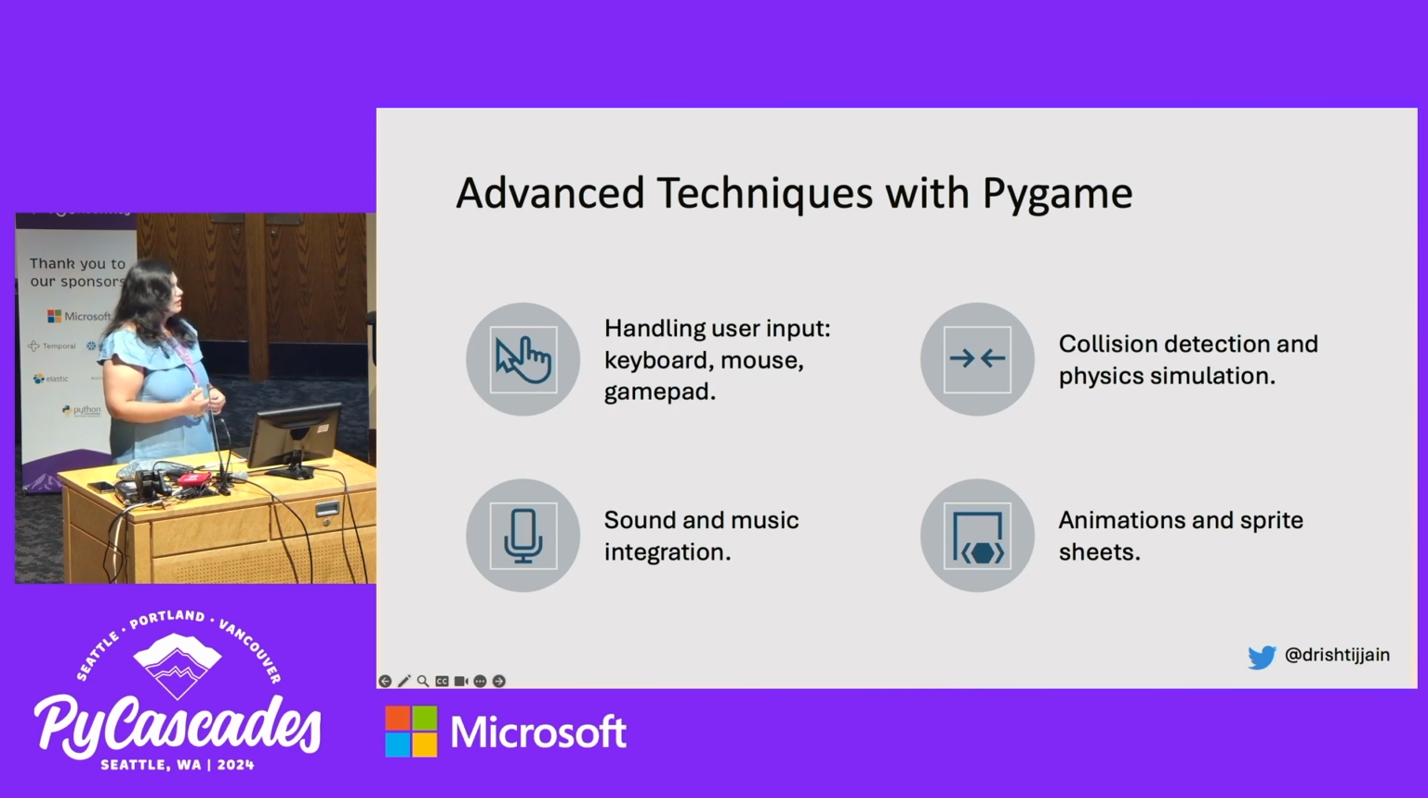The next is collision detection and physics simulation. There are a few projects in the Pygame documentation and the community as well, from which you can gain a lot of knowledge about physics simulation, or what happens in case of a collision. The next is sound and music integration. I'll also be sharing a bit of code on this, and animation and sprite sheets. We'll be talking in depth about these two things, which are more complex.